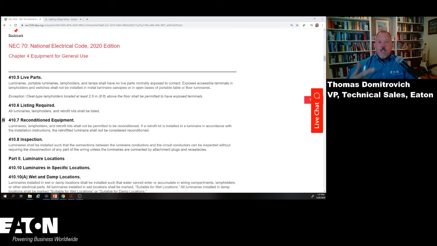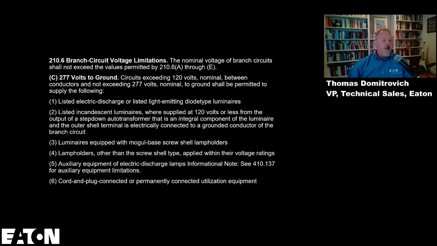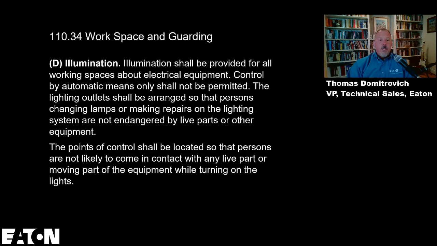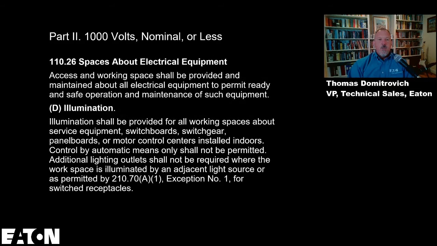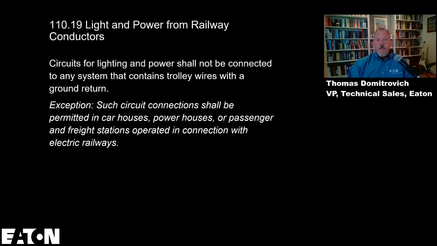We may be replacing those with LEDs. Illumination shall be provided for all workspace. 210.6 talks about the 277 volt lighting listing. So we have to apply these products based upon their application. So you've got 110.34, workspace and guarding. You've got 110.26, space about: illumination shall be provided for all working spaces about service equipment, switchboards, switchgear, and control by automatic means is not permitted.